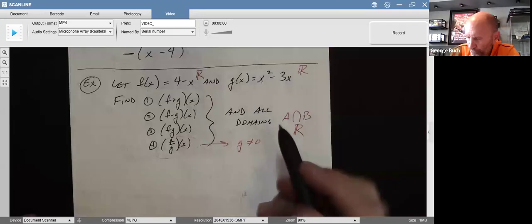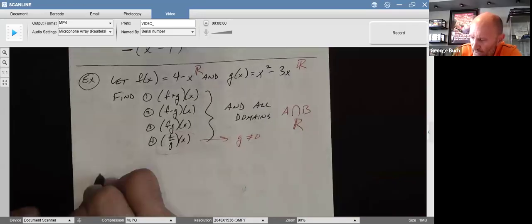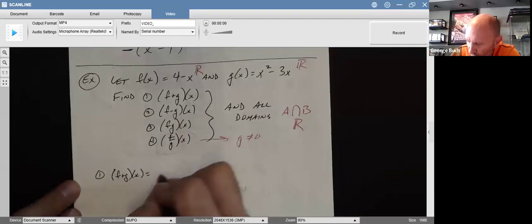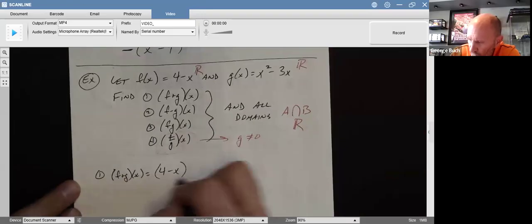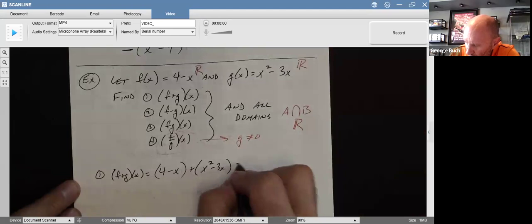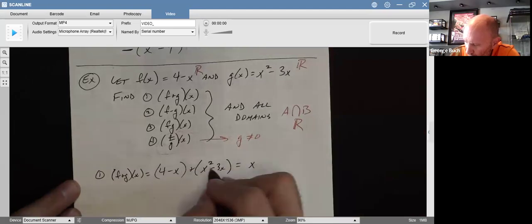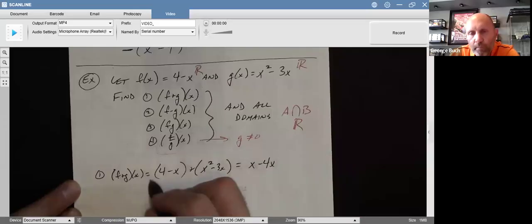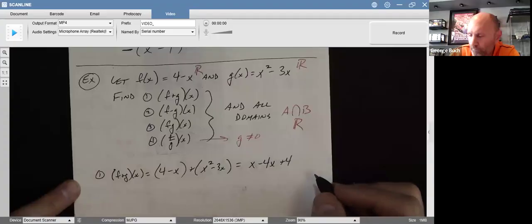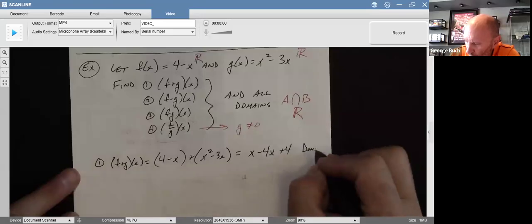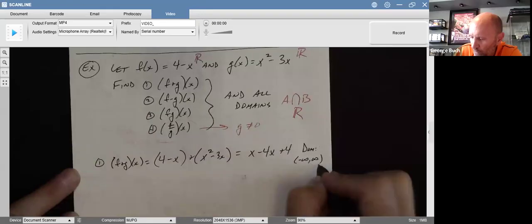So for the first one, f plus g, I'm just adding them together. Again, don't make this more difficult than it has to be. So it's f, which is 4 minus x, plus g, which is x squared minus 3x. So if I simplify this, I get x squared minus x minus 3x is minus 4x, and then plus 4. And again, the domain is all real numbers, or negative infinity to infinity if we have to put it in interval notation.